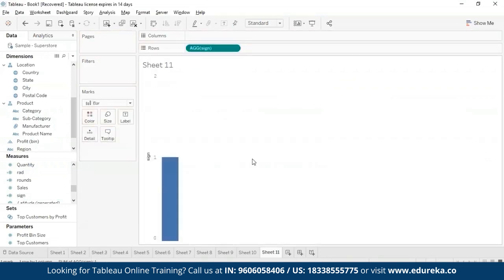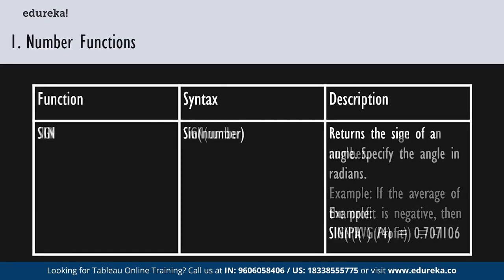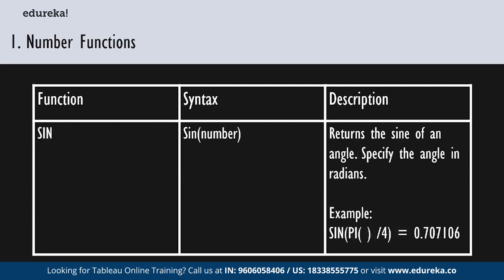Now, because the profit is positive in our given sample set, our answer turns out to be 1. If it were negative, it would have been negative 1.